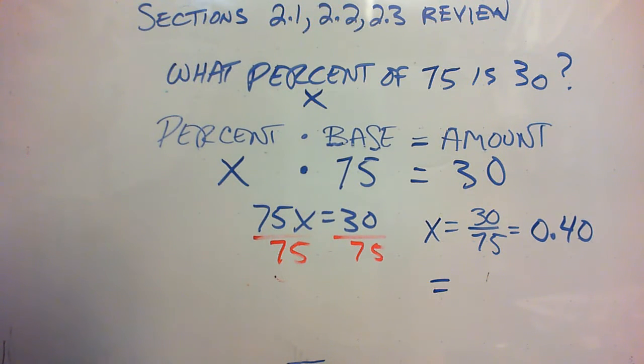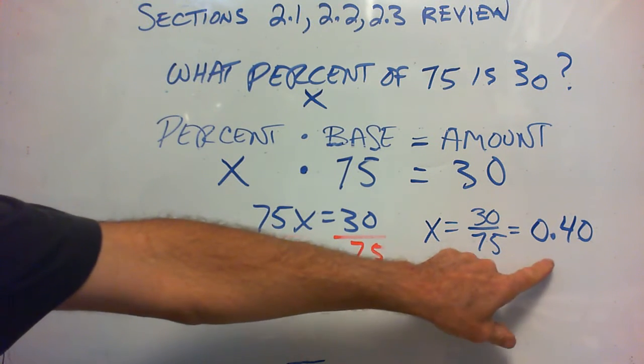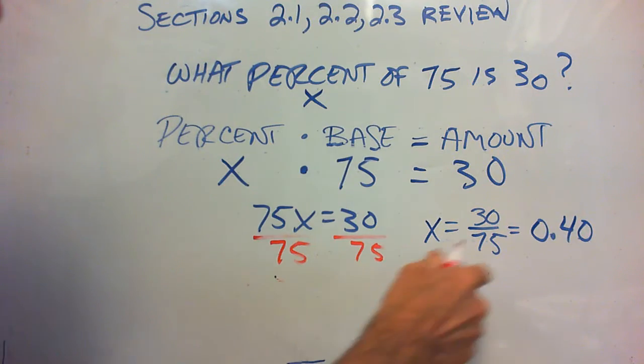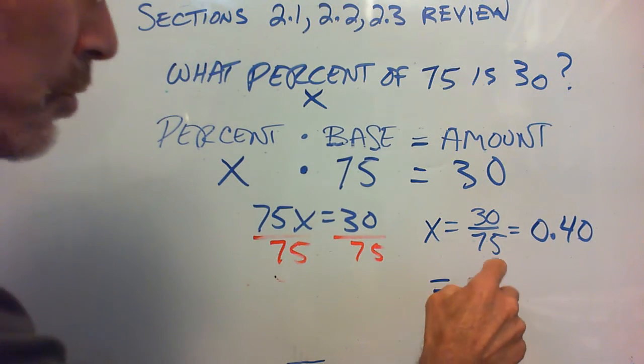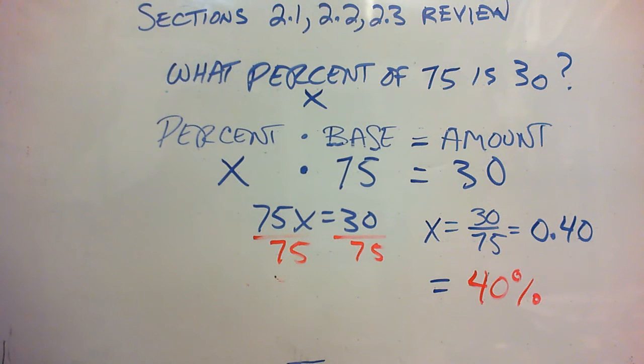So we divide both sides by 75. We get x equals 30 divided by 75, which is 0.40, but that's not our answer. That's the decimal form of the answer. We want the percent. Move that decimal point 2 places, so it's 40% is our answer.